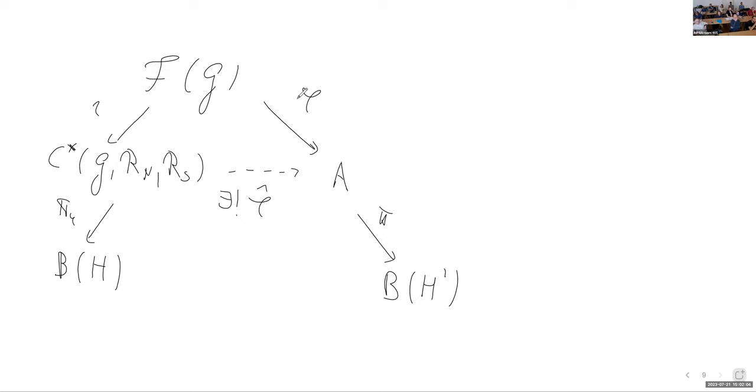I think we should label these phi's by this Rn and Rs. It's not just an arbitrary phi. Phi has to satisfy this Rn and Rs. Yes, this composition must satisfy this Rn and Rs. But if you write it that way, then this rho has nothing to do with Rn and Rs. No, it's the composition pi phi that has to. Yes, the composition must satisfy the relation. So.